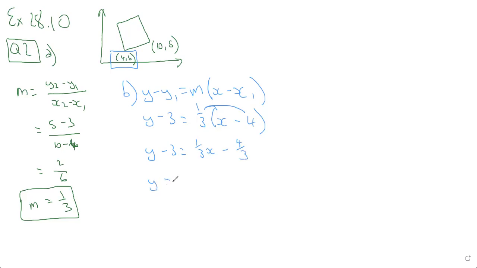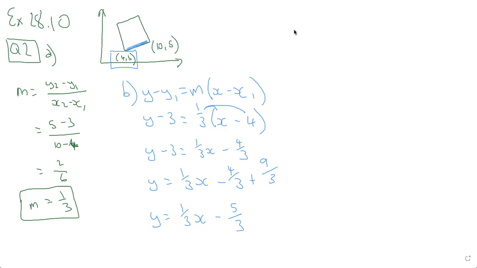I'm going to add my 3 on the other side, minus 4/3 plus, and instead of 3, I'm going to turn it into thirds, because that'll mean I can put these together. So 3 is 9/3. So then I get this, and then 4 minus 9 is -5. So this is minus 5/3. So that's the equation of this line here.